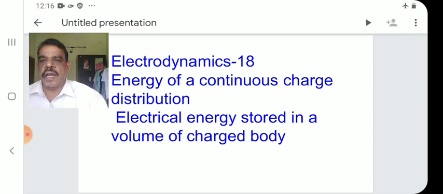Today's topic is the energy of a continuous charge distribution, or the electrical energy stored in a volume of a charged body. This is the 18th lecture on electrodynamics for BSc students; MSc and NET students can also study this. Energy of a continuous charge distribution.